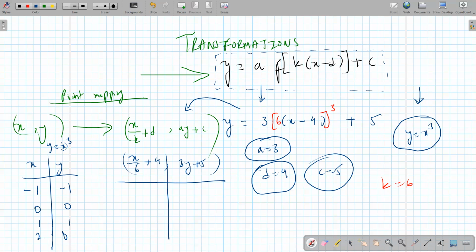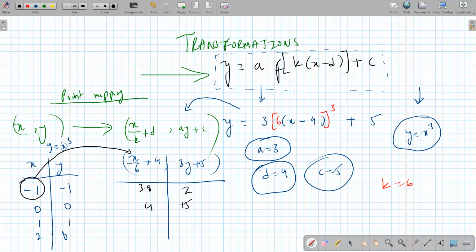And then once you have that, the next step would be to plug this x in here. I'm gonna need a calculator for this one. So -1 divided by 6 plus 4. So that's 3.8, right? Again, the numbers are going to be better here because this is a made up question. 3 times -1 plus 5, it's 2, right? And then you just keep going.